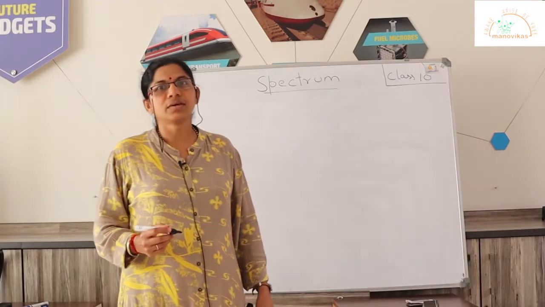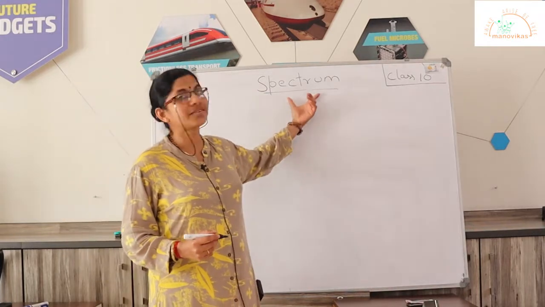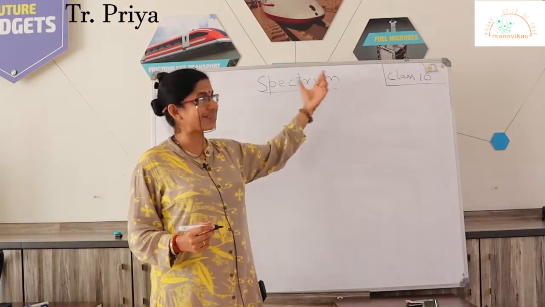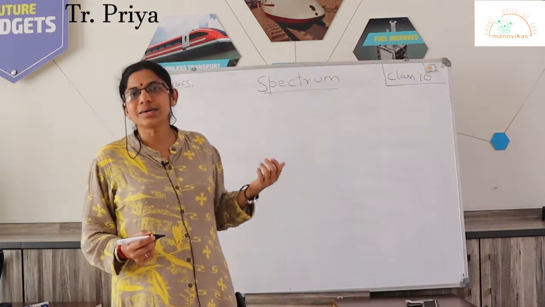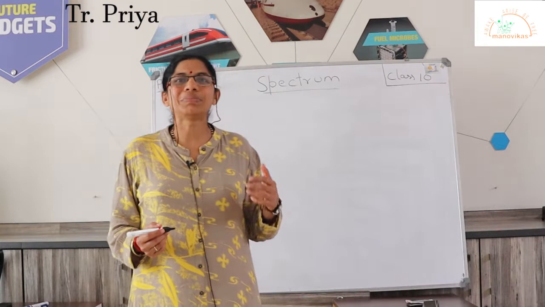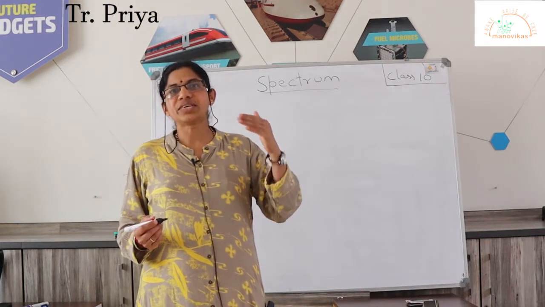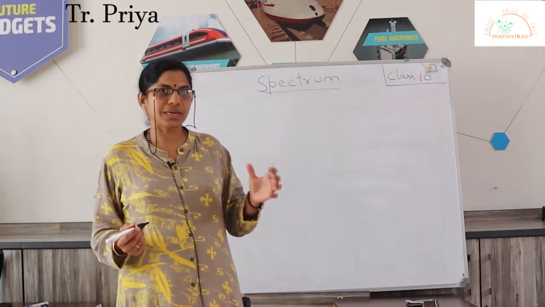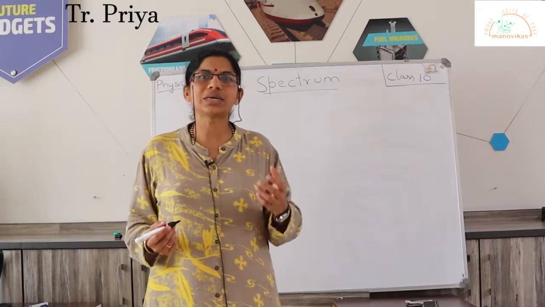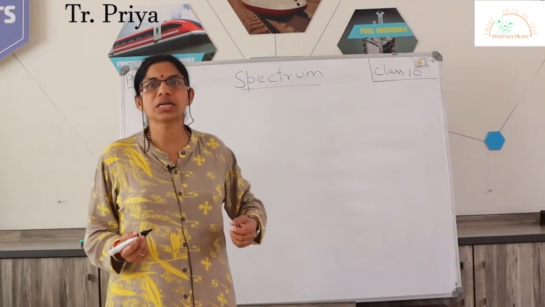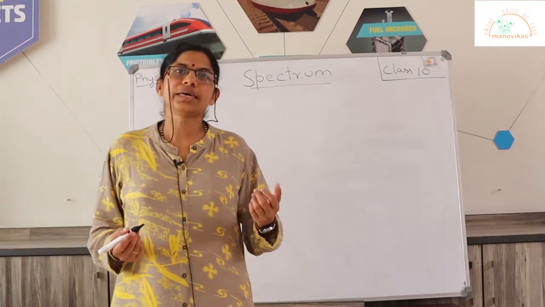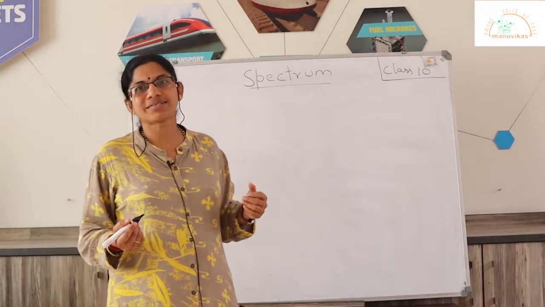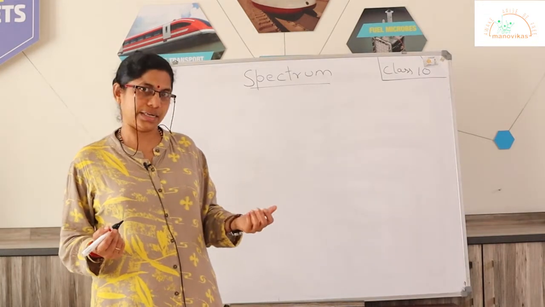Hello students, today we are going to learn about spectrum for class 10 physics. In the earlier classes you must have learned about prism, as to how deviation is produced in a prism. Now in this part I am going to explain about deviation, dispersion and spectrum, followed by electromagnetic spectrum, and towards the end I am going to explain about scattering of light.